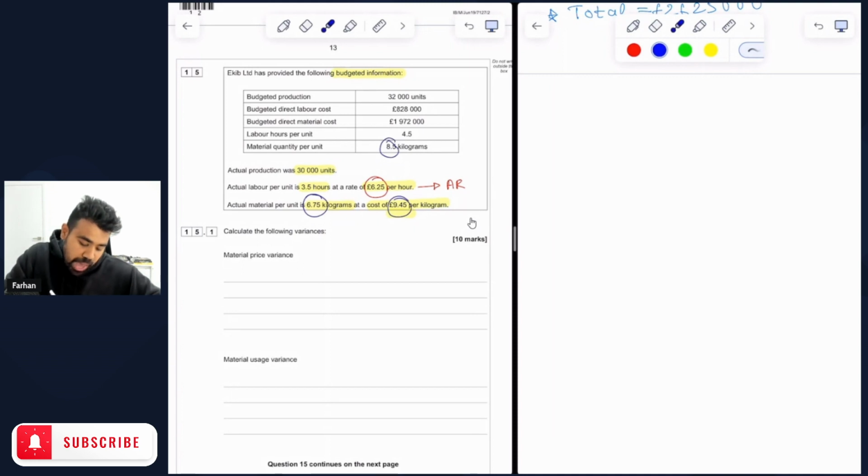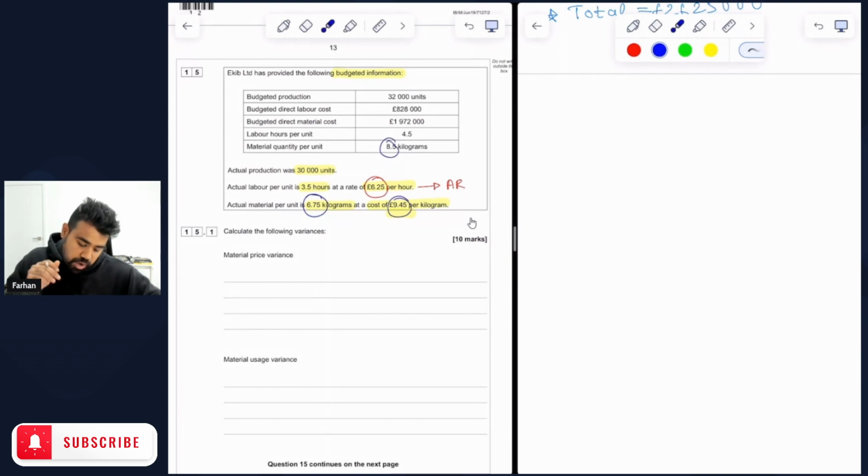Then we are given all the actual information. So we know the actual production was 30,000 units, and the labor hours per unit that we actually used was 3.5 hours, and the rate was 6.25 pounds per hour. Then the actual raw materials required per unit is given as 6.75 kilograms.